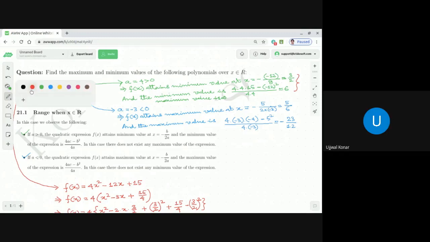In the same manner, for the second case, f is equal to minus 3x squared plus 5x minus 4.